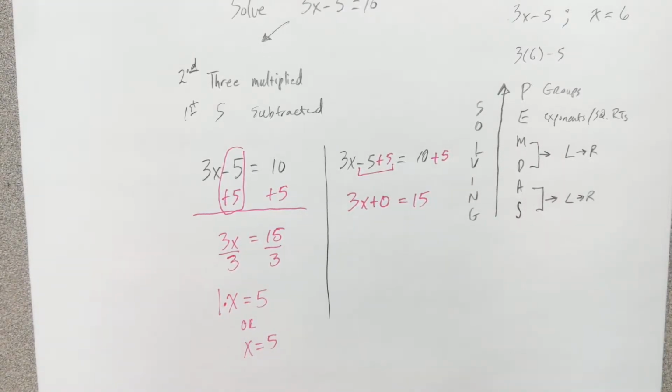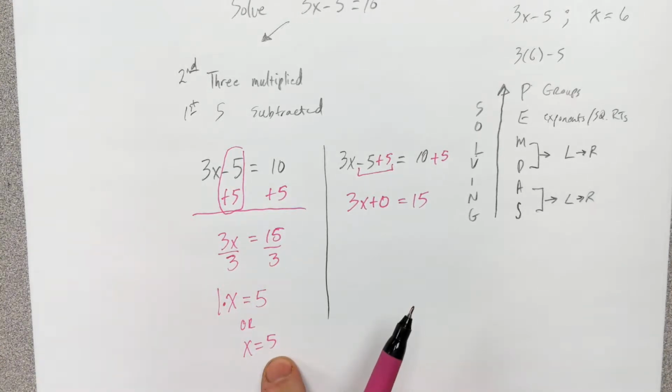Same thing over here. So I'm done because I have x by itself and it equals something. It's reduced. It's simplified. So I'm finished.